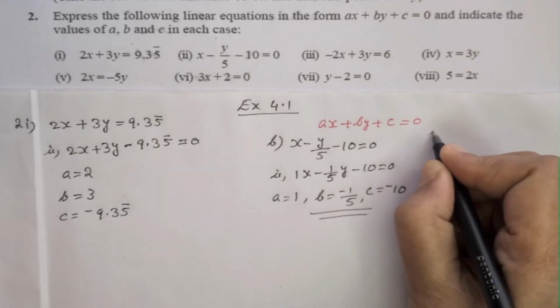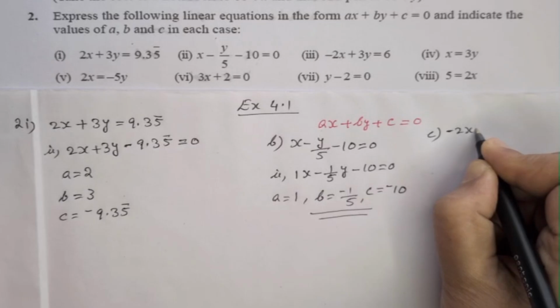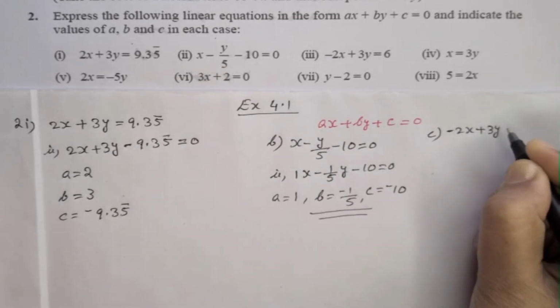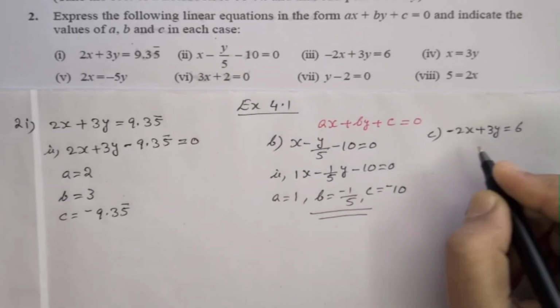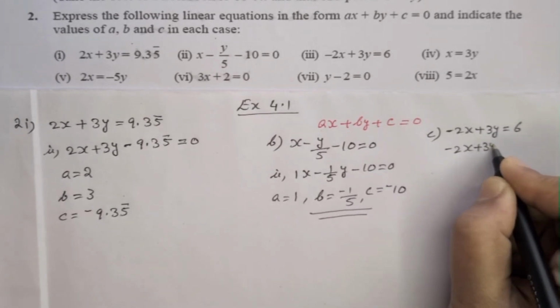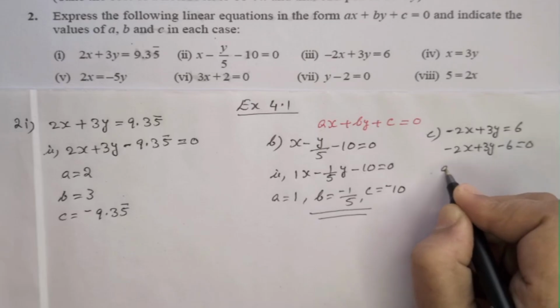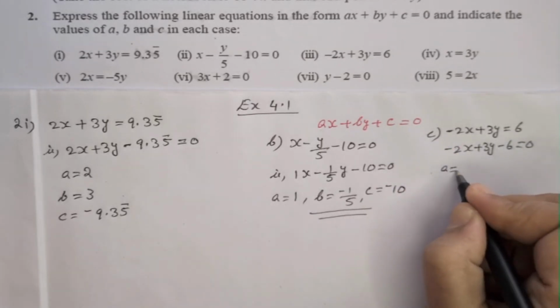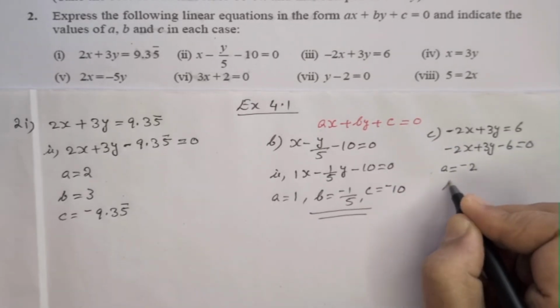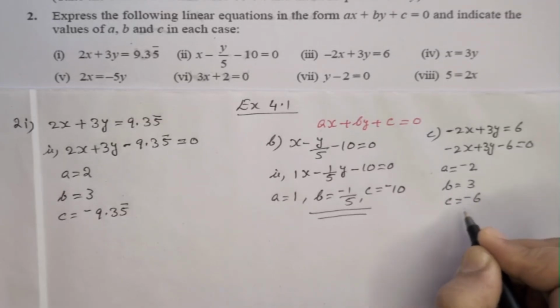Now third one, minus 2x plus 3y is equal to 6. When we are moving to the left side, minus 2x plus 3y minus 6 is equal to 0, and compare with the equation. So a is equal to minus 2, b is equal to 3, and the constant is minus 6.